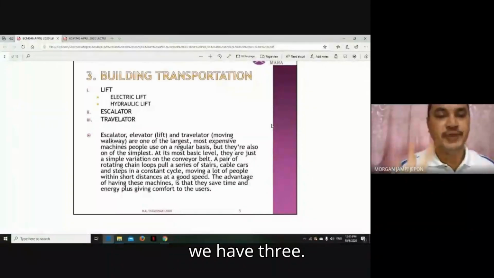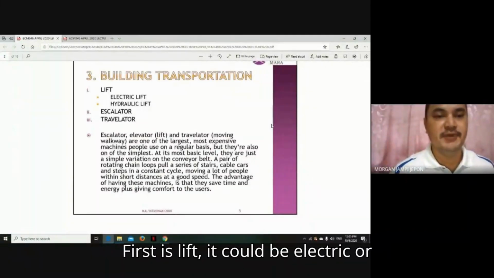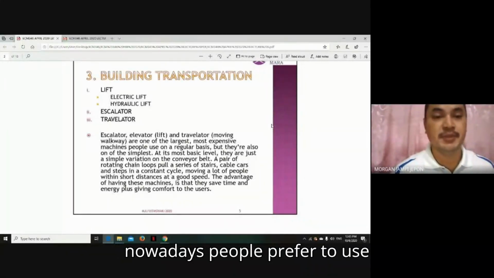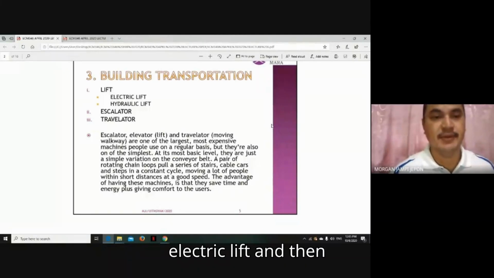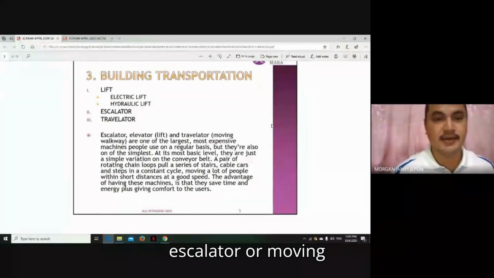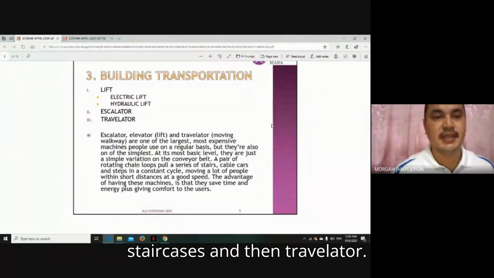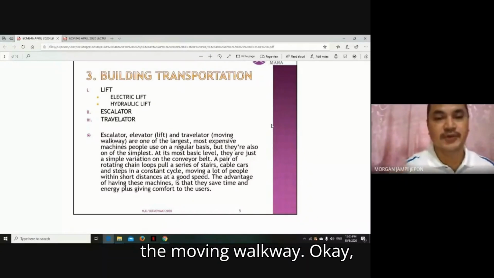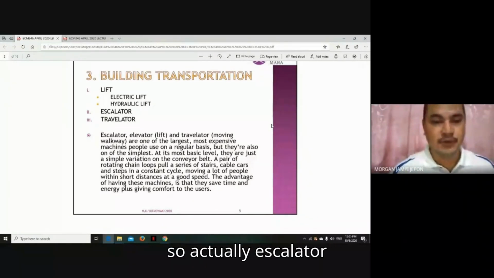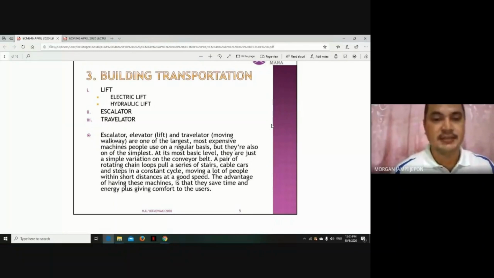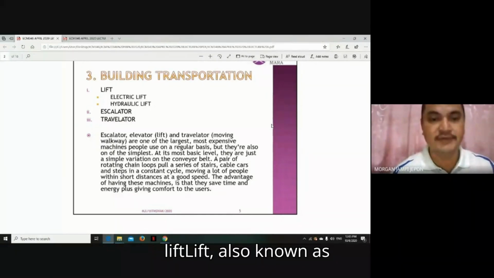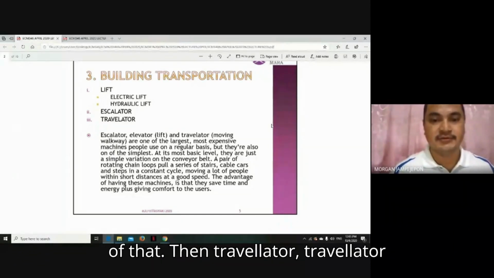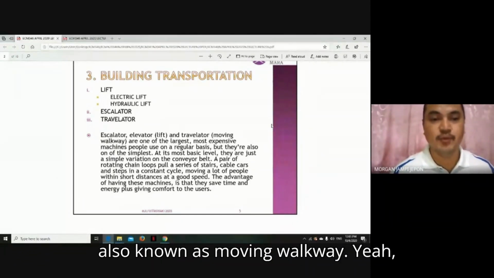We have three. First is lift. It could be electric or hydraulic lift, but nowadays people prefer to use electric lift. And then escalator, or moving staircases, and then travelator. Travelator is referring to the moving walkway. So escalator, lift, lift also known as elevator. Please take note of that. Then travelator also known as moving walkway.